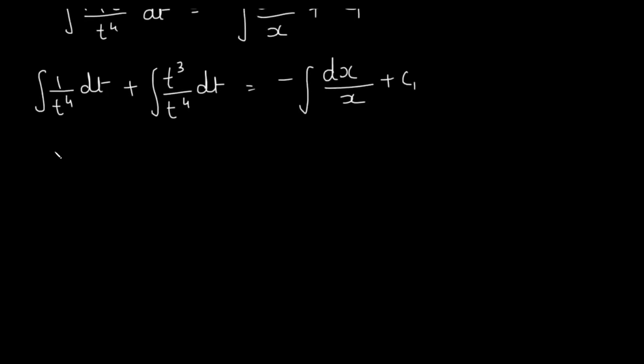Then in the next step, 1 upon t raised to 4 can be written as t raised to minus 4 dt, plus here as you can see t cube, and below also in the denominator t cube gets cancelled. So we end up with 1 upon t dt.